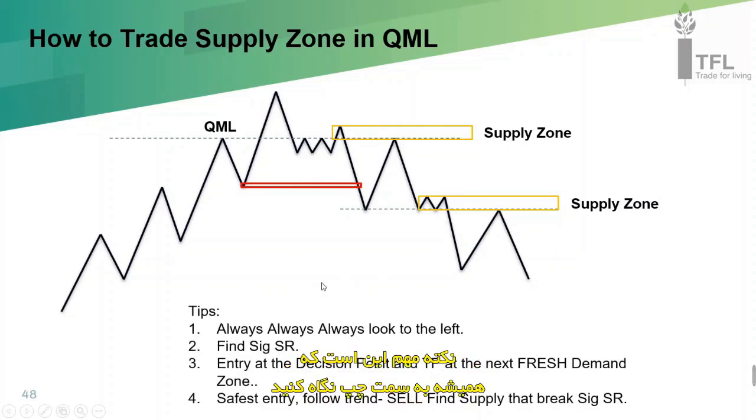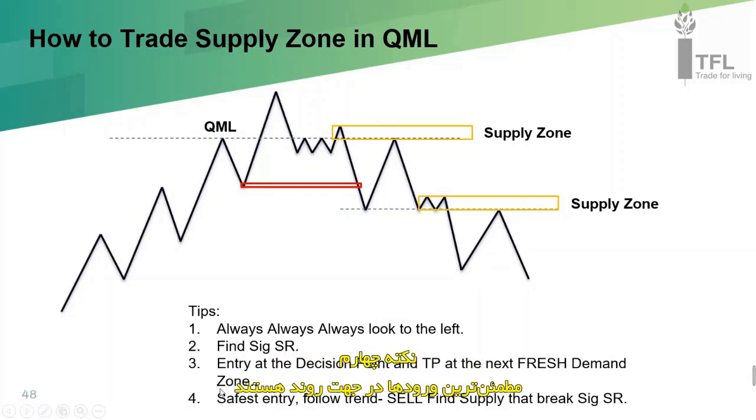So the tip here is always look to the left. You have to know what happens before. Then you have to find your significant support and resistance. So it's very important. Third is to enter at the decision point. This is our decision point, and TP at the next fresh demand zone. So how you're going to read your demand zone is you have to do a lot of practice on the mapping that I've shared in the previous chapter.